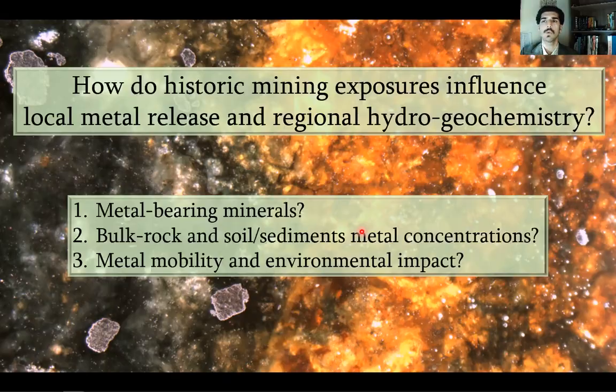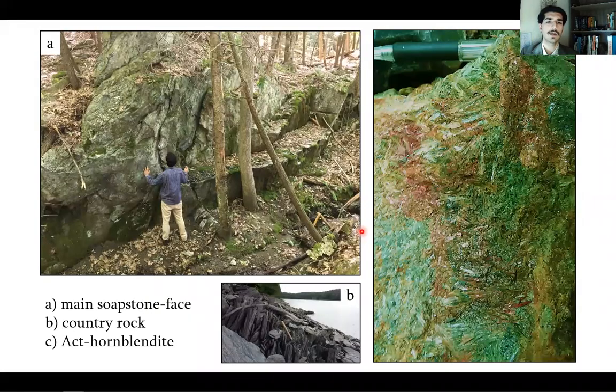So let's look at the quarry real quick. Here I am for scale, and this vertical face that I'm looking at is the main soapstone exposure that was mined. On top of that soapstone exposure is a thin layer of chlorite schist. And if we were to continue going uphill, we would run into hornblendite.